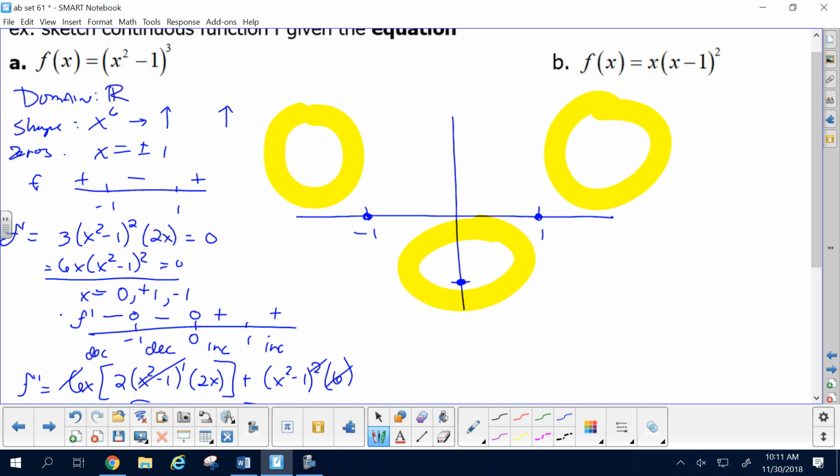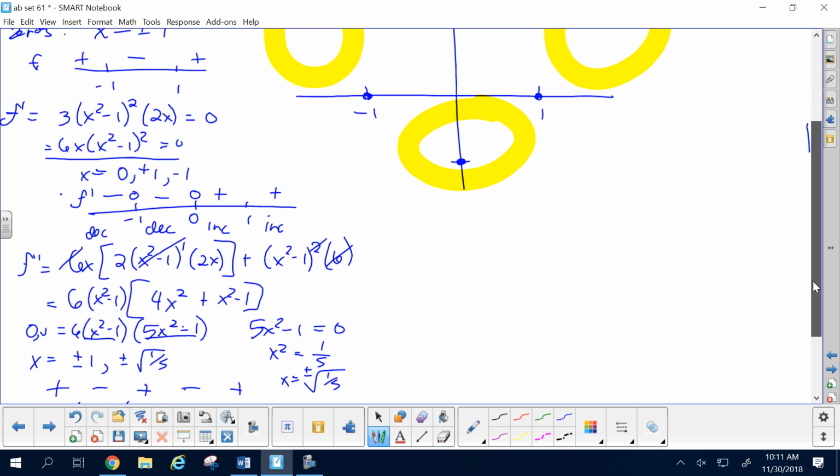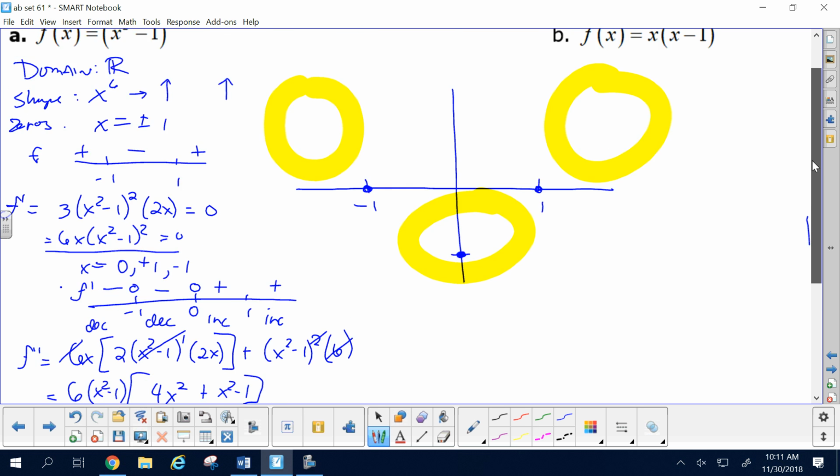All right. Now then, from negative infinity to -1, tell me 2 things about the shape of the curve. Decreasing, concave up.